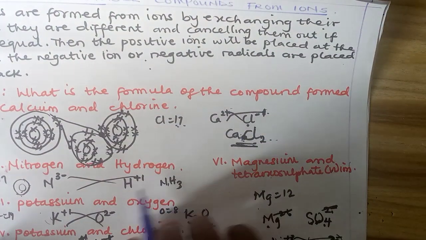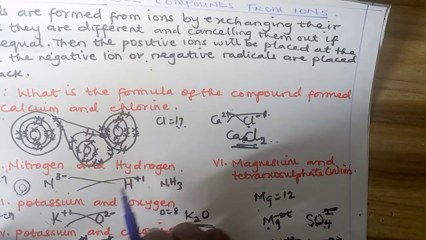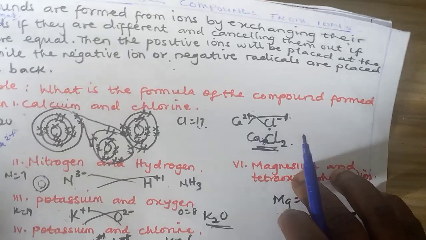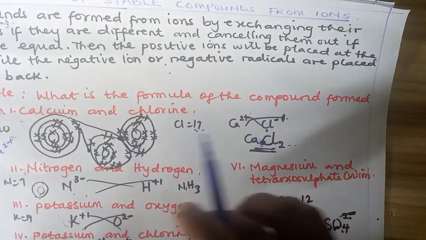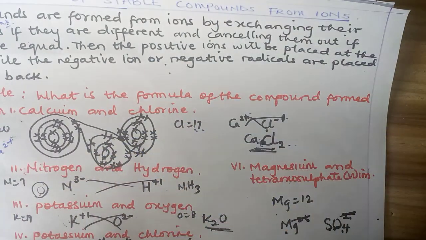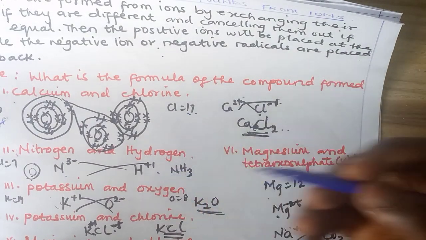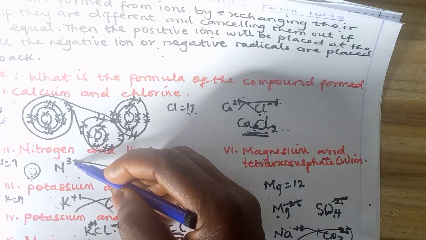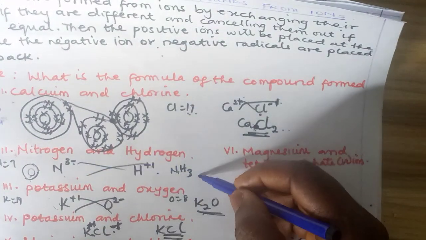The next example is between nitrogen and hydrogen. Nitrogen's atomic number is 7 and hydrogen is +1. Arranging nitrogen, we have 2 and 5. The first shell takes 2, the second shell takes 5. So nitrogen is in need of 3 more to make a stable octet structure outside, and hydrogen has just 1, and the oxidation number is +1. So nitrogen is gaining 3 instead of losing 5. That's 3 minus, that's the oxidation number. Exchanging this, we have ammonia.